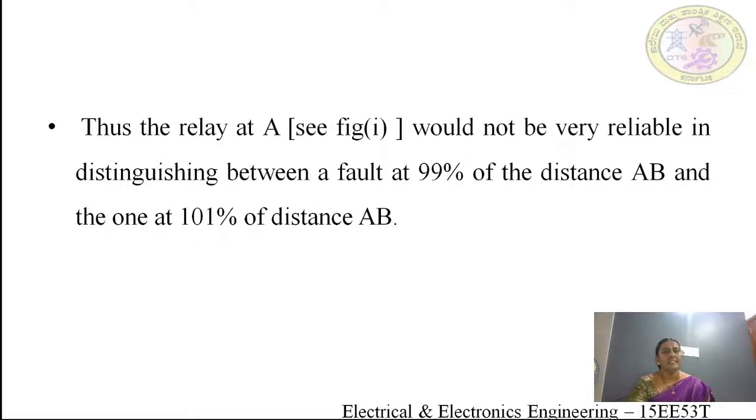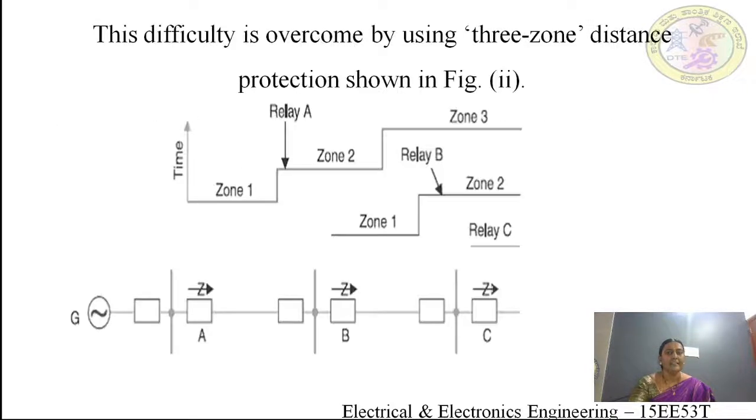Next, thus the relay at A would not be very reliable in distinguishing between a fault at 99% of the distance AB and one at 101% of the distance AB. So this fault is not distinguished by the relay at A. Now, this difficulty is overcome by using the 3-zone distance protection system shown in figure 2.